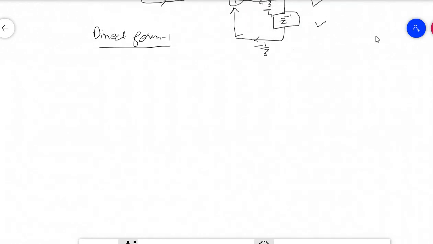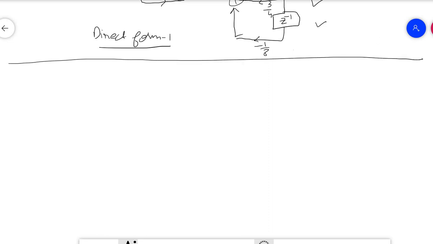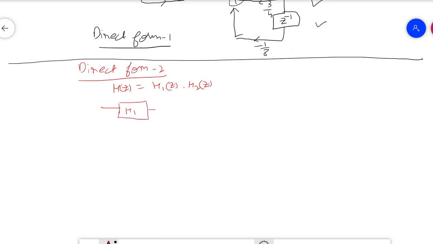Direct form 2. Now in this case, direct form 2, this H(z) is H1(z) into H2(z). In the case of H1(z), it's the poles. In the case of direct form 2, this is my poles and this is my zeros. So it is like that again.